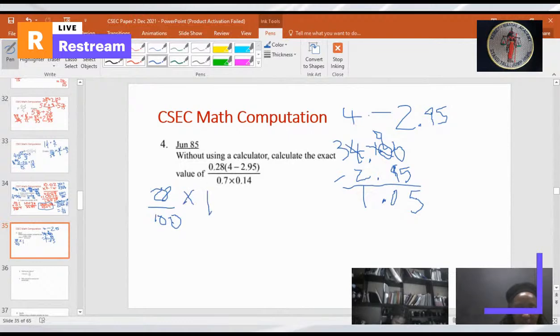We have 1 and 5 over 100. So this would give what? Miss, that would give 28 over 100. And 100 times 1 is 100 plus 5. That's 105 over 100.